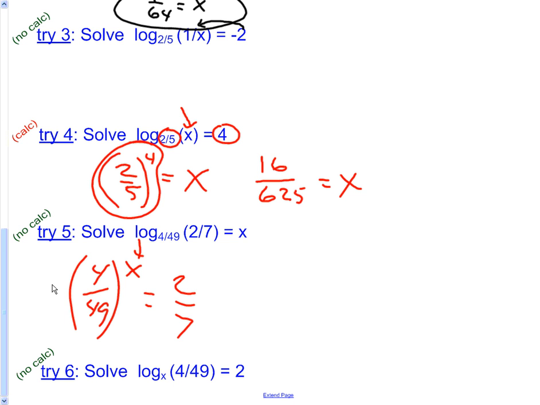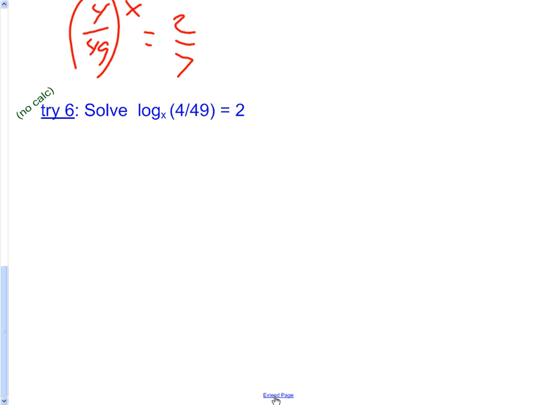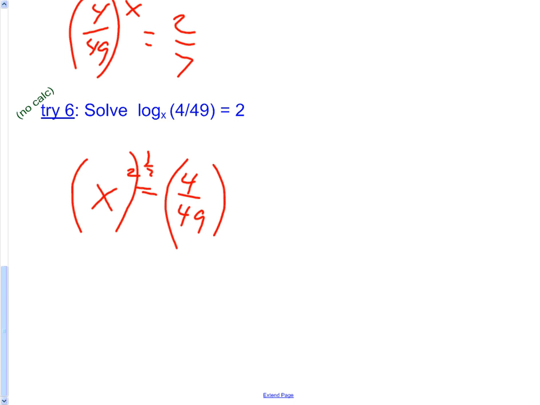Okay, here we go. On number 6. Number 6 is x is not in the argument. Where is the x this time? In the base. So it's x to the second equals 4/49. How do you fix these? Square root both sides. X equals 2/7. Ooh, he caught it.